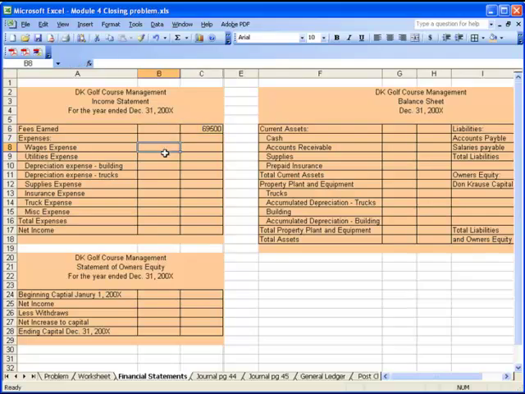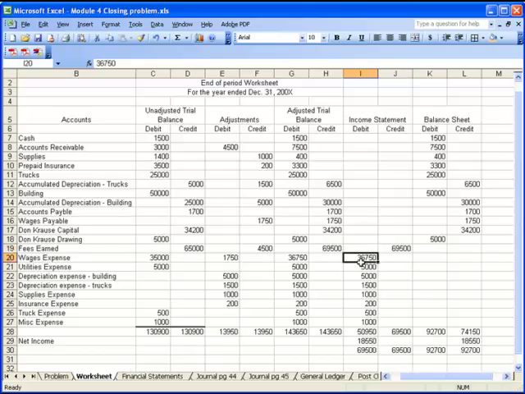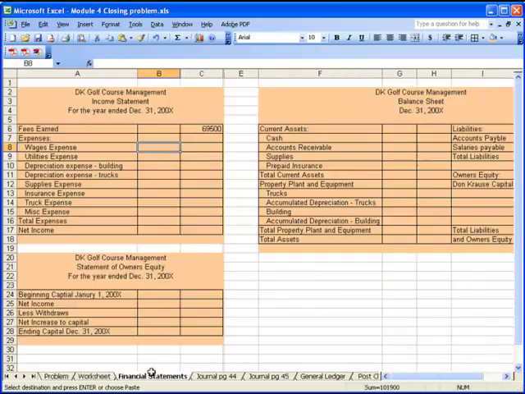And then I need my individual expenses. If I go to my worksheet, I could flip back and forth and copy all that information, or I could just copy and paste from here on financial statements. And I would see that I've populated here my wages expense, utilities expense, depreciation expense on my building, depreciation expense on my trucks, my supplies, insurance, etc. My total expenses are already shown here. I just have to move it to the proper column here. So I'm going to cut that and paste it over here.